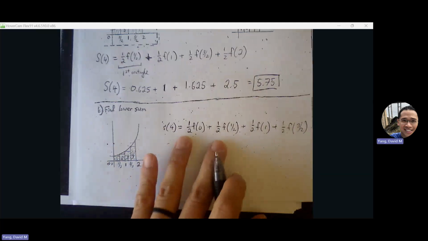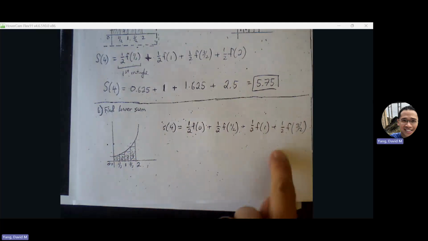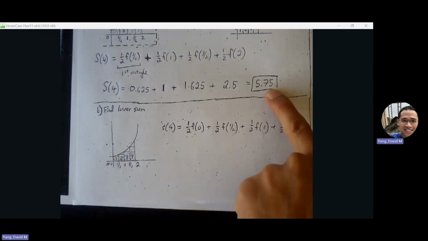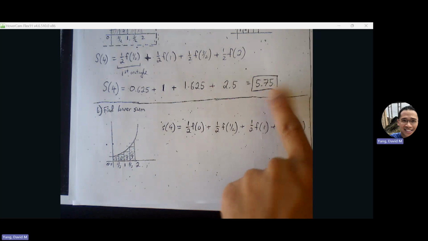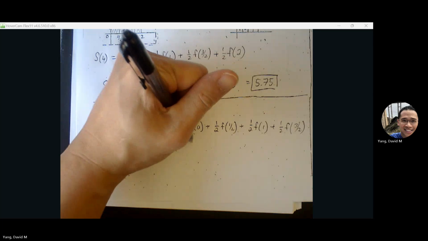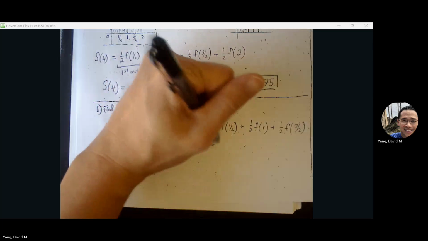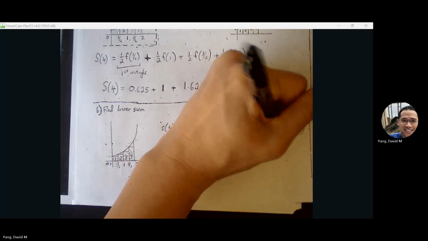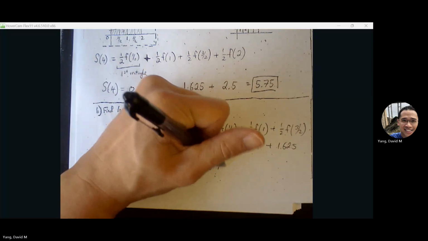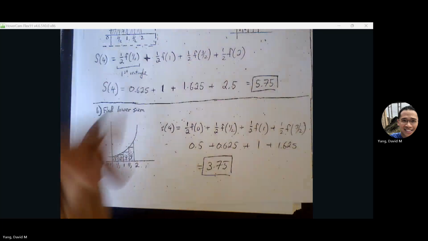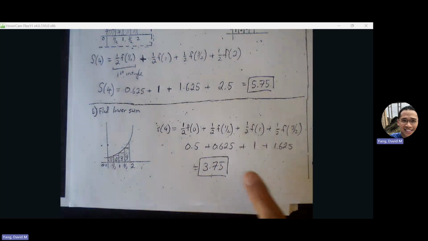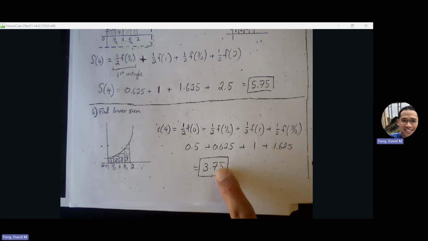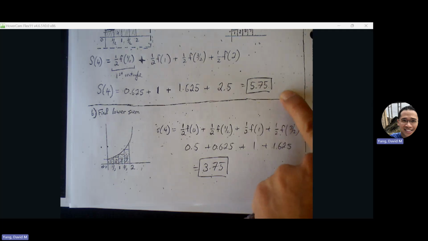And if I were to plug this in the calculator, add all that up, this is guaranteed to be what compared to 5.75? More or less? It's got to be less, right? So this is my lower approximation of the shaded region. This is my over approximation of the shaded region.